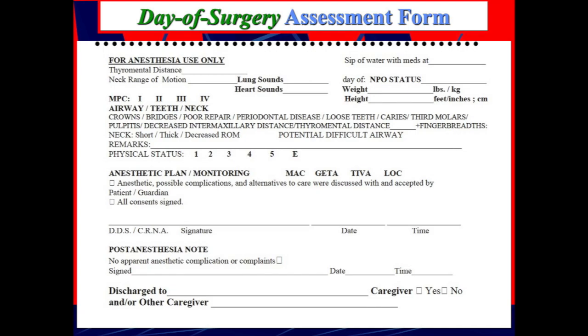Then we check that they do have a caregiver and who that caregiver is. I would write their name in and their relationship to the patient. If the patient's in a group home, you can put the people that are going to be taking care of the patient for the next 24 hours.